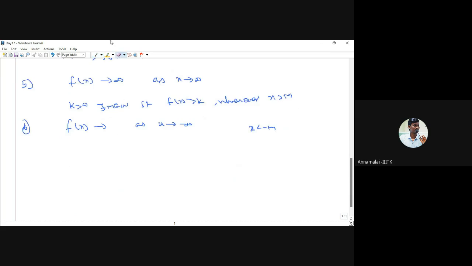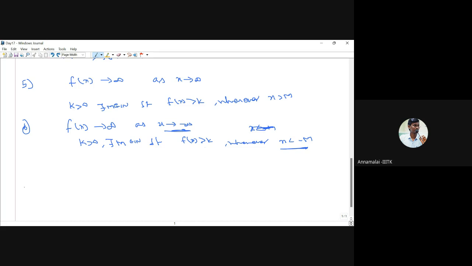This is actually minus m. Suppose f of x approaches infinity as x goes to minus infinity. Again, given any epsilon greater than 0, there is a positive number m in N such that f of x is greater than k whenever x is less than minus m. Because x is very close to minus infinity, that's why I'm putting x is less than minus m. Since f of x is very close to infinity, that's why I'm taking f of x greater than k.